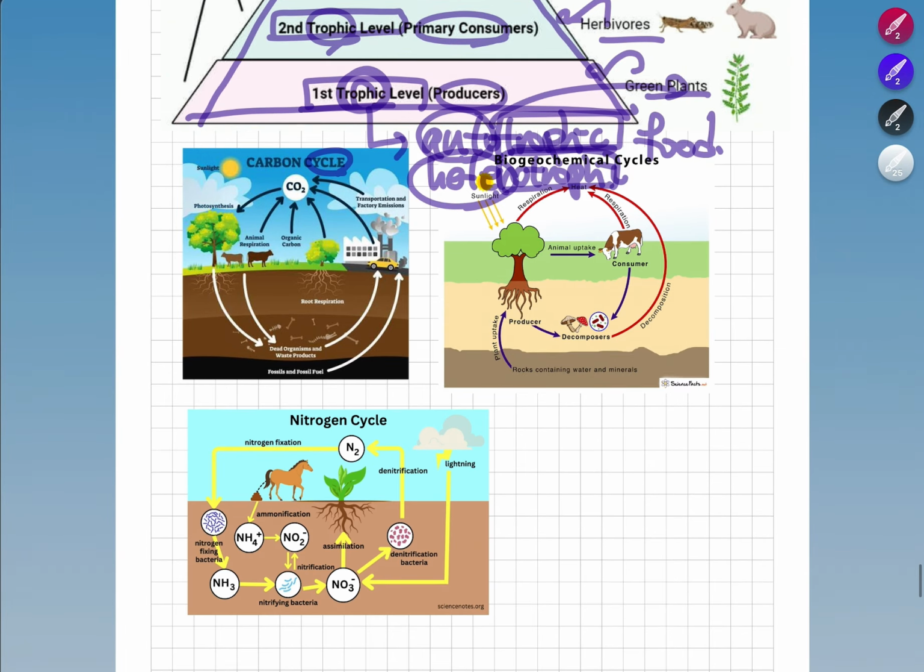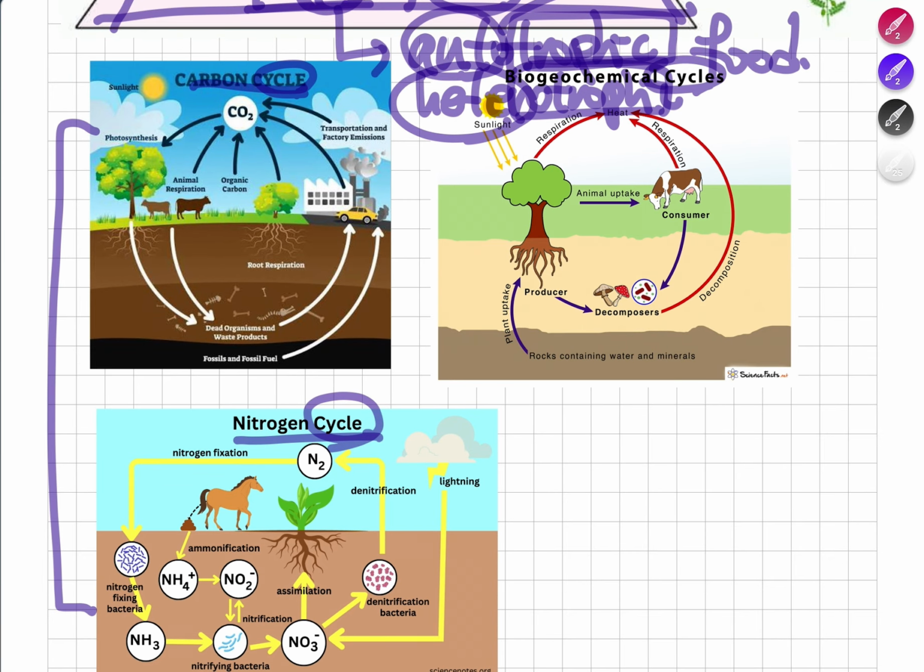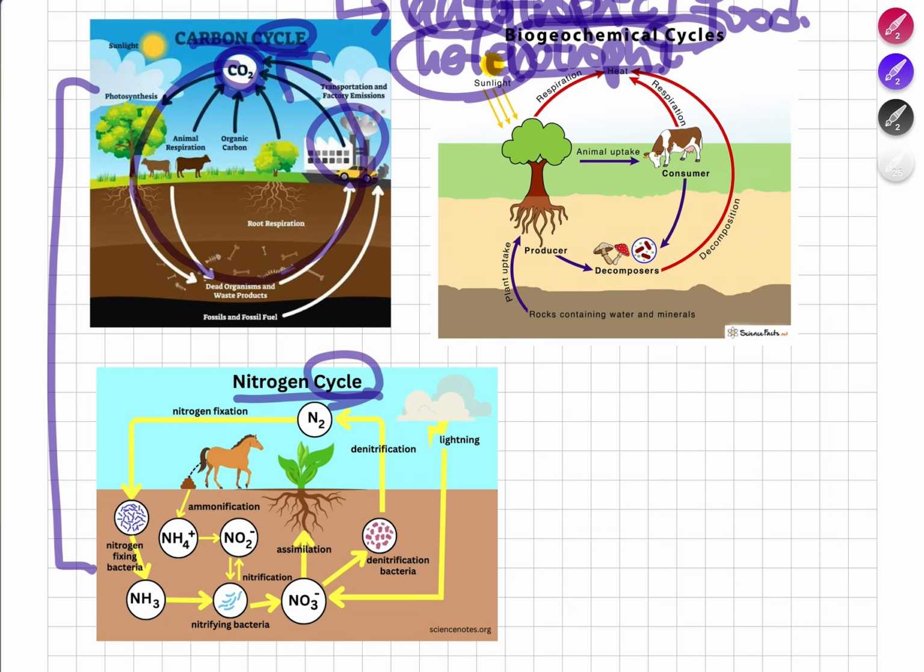And next are the biogeochemical cycles. So there's the carbon cycle and the nitrogen cycle. These two cycles are what you should have understood. It's basically how the stuff that gets produced is a big cycle within the environment. Carbon obviously is produced by plants, animals, factories, human activity, and then it goes back into the ground to create fossil fuels or dead organisms, and then it comes back out and it's a cycle.